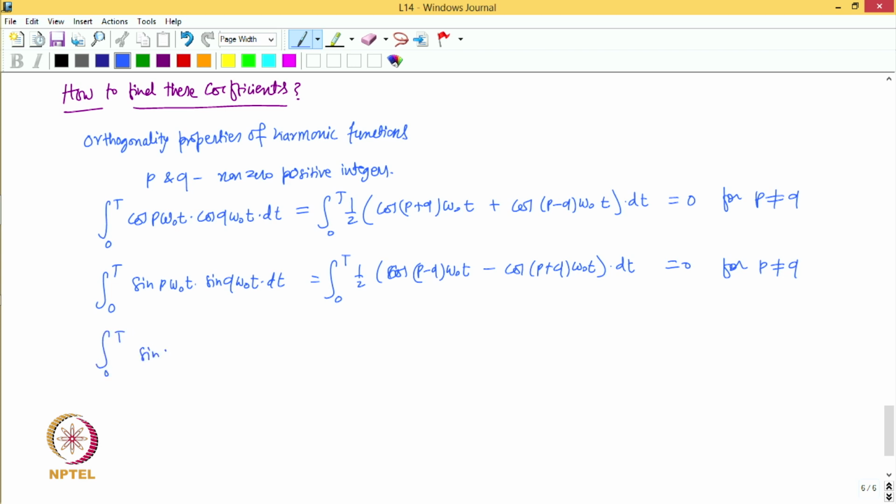And if we have integral of sine p omega naught t multiplied by cos q omega naught t, okay, this can be written as sine p plus q omega naught t plus sine p minus q omega naught t, right. And now this integral is 0 for any choice of p and q, correct, because here we have sine function. So even if p is equal to q, still sine 0 omega naught t integral would still be 0, right. So these are basically referred as the orthogonality properties of the harmonic functions, okay, and now we can utilize these results to find the coefficients in the Fourier series.